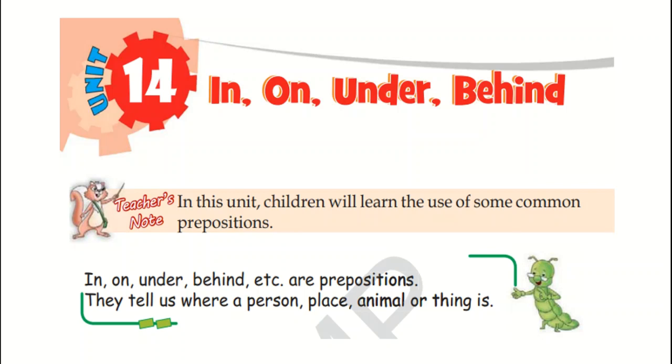Let us read this. In, on, under, behind, etc. are prepositions. In, on, under, behind, they are prepositions. That is, they tell us about the place of a noun or a pronoun in relation to another noun or a pronoun. They tell us where a person, place, animal, or thing is.